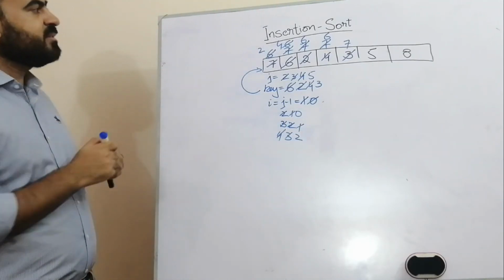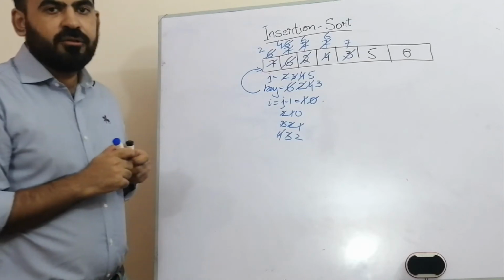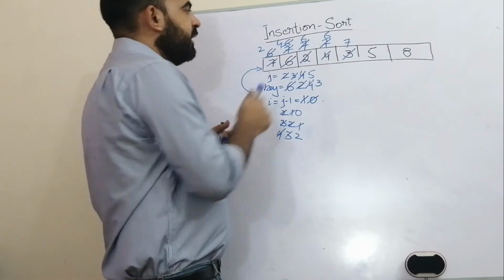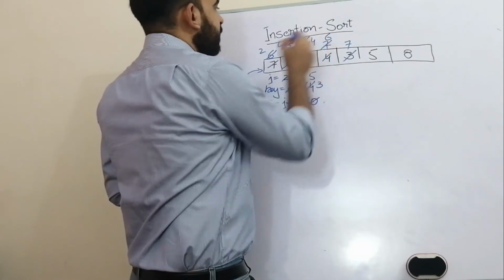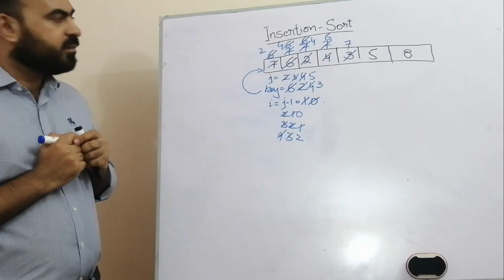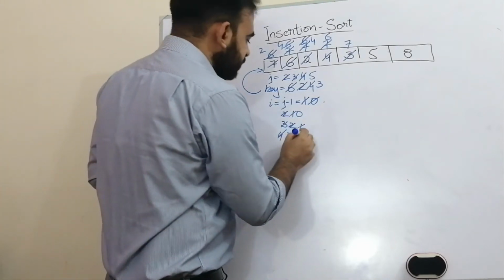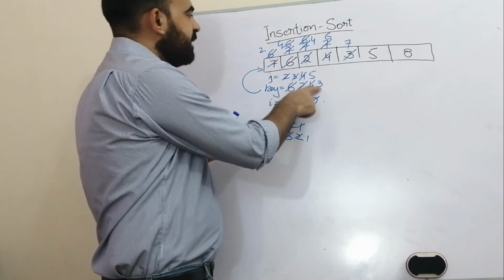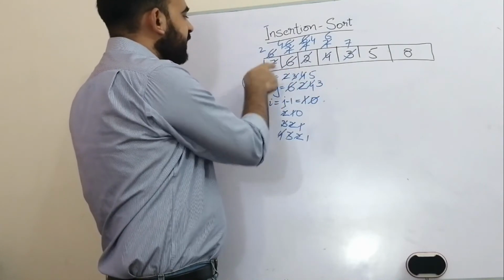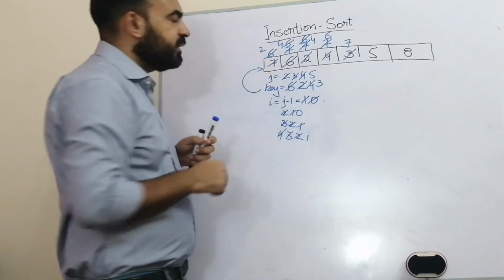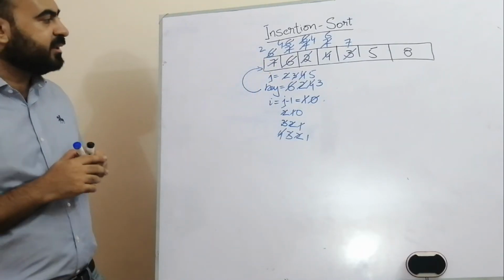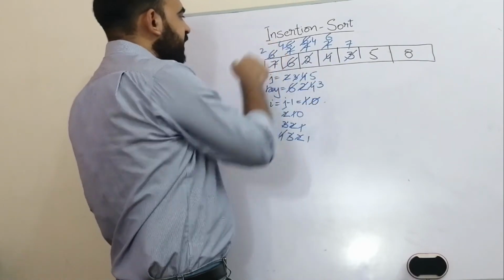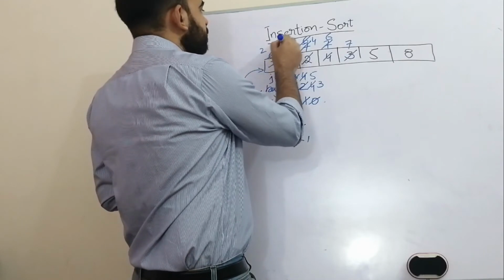Key will be compared with the previous element, which is 4. 4 is also greater than key, so 4 will move as well. Then i will be decremented to 1. And now our key element is not smaller than the element pointed to by i, which is 2. So we have found an element smaller than key. We will move key to its correct position, which is now this.